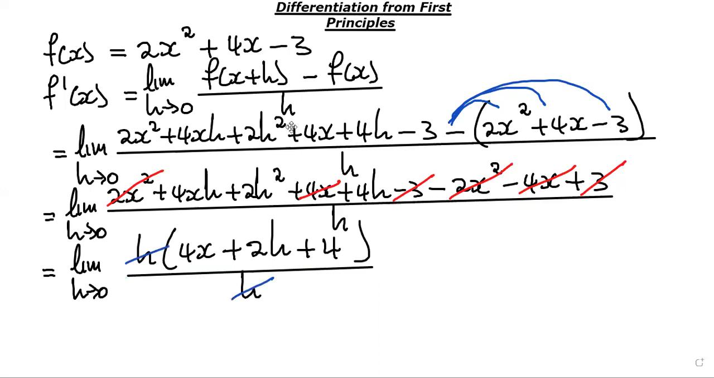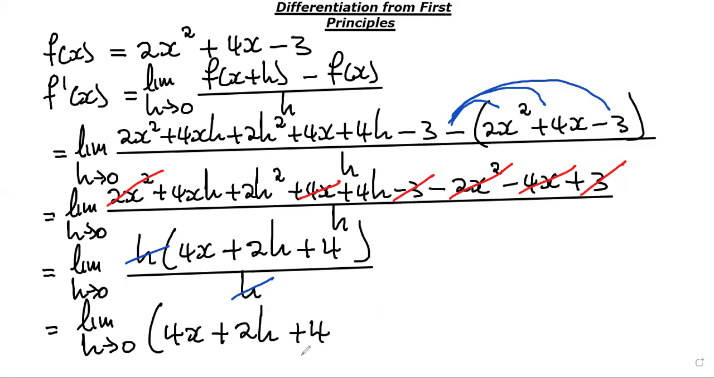So when they do, I'm now left with the limit as h approaches 0 of 4x plus 2h, and then I say plus 4. And then from this point, I'm just going to use my direct substitution. So I substitute 0 for h, and I'm just left with 4x plus 4. So this is the derivative of the function from first principles in its simplest form.